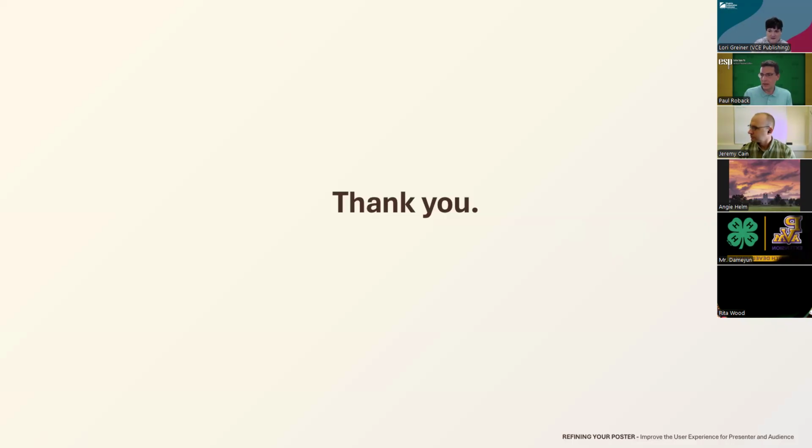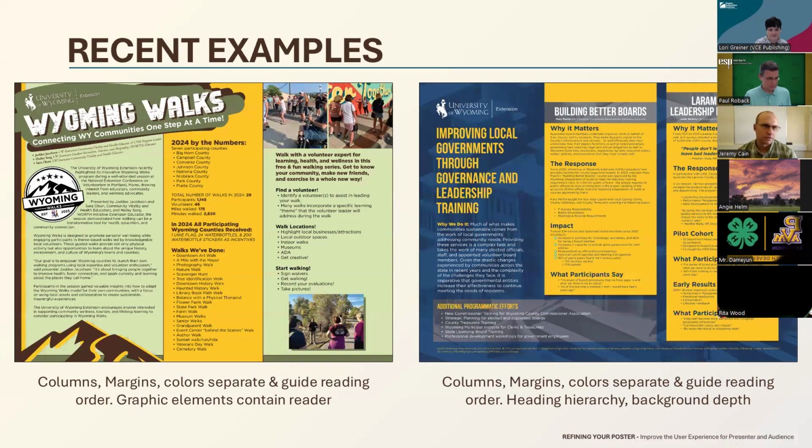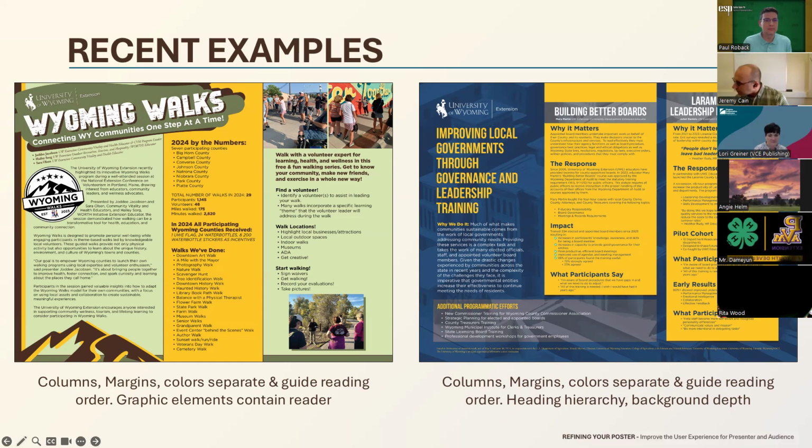Rita had a question about the use of bullets. She didn't see Jeremy talk about bullets. Can you add to that? Oh, sure. Let me go back to a couple examples here. Like here on the Wyoming Walks poster, they have summarized nicely some of their things into bullet points. The Improving Local Governance through Governance and Leadership Training poster also used bullets instead of listing things out, like, here's all the things we did, comma, comma, comma. Create bullet points for those things. It's probably the best advice I can give there.